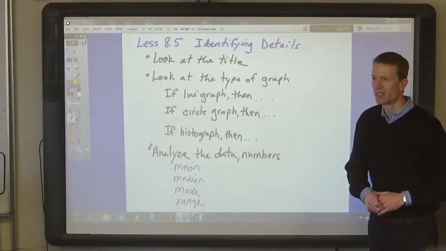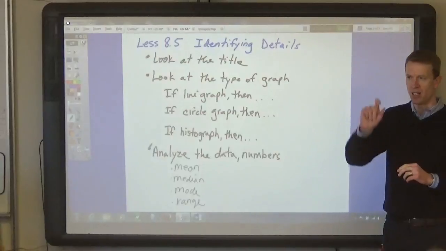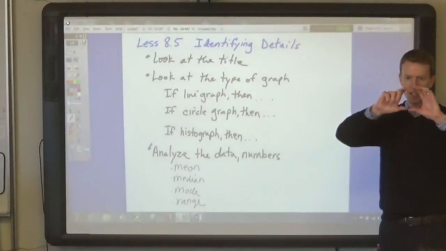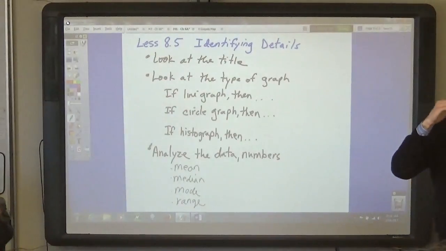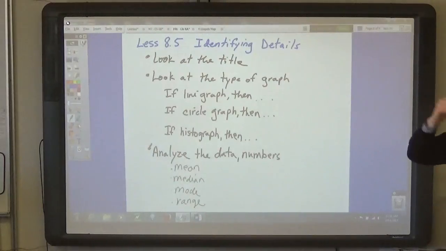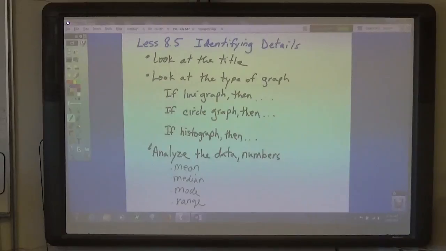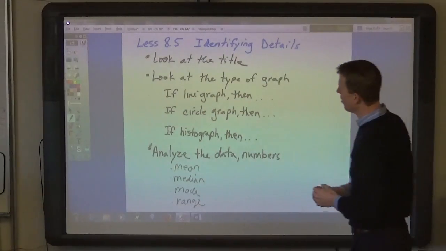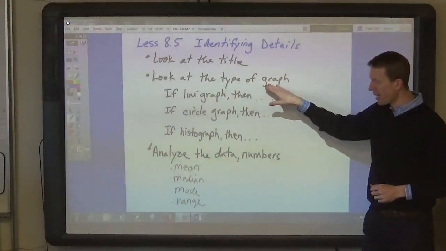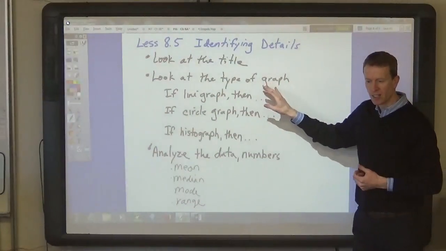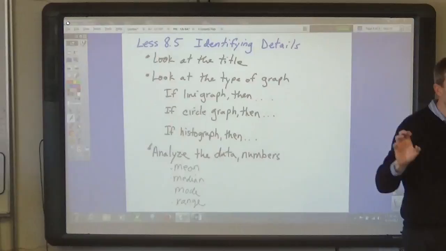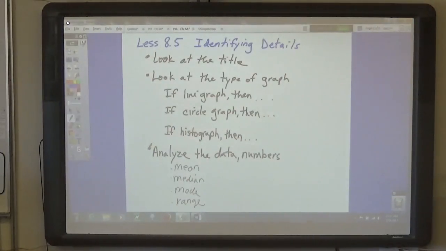If you're looking at a bar graph comparing the number of inches of rainfall over the course of different months, you get a general idea: okay, this is comparing those months and what's happening. The next thing you should do is look at the type of graph, because the type of graph they chose to use might tell you what they're trying to convey.